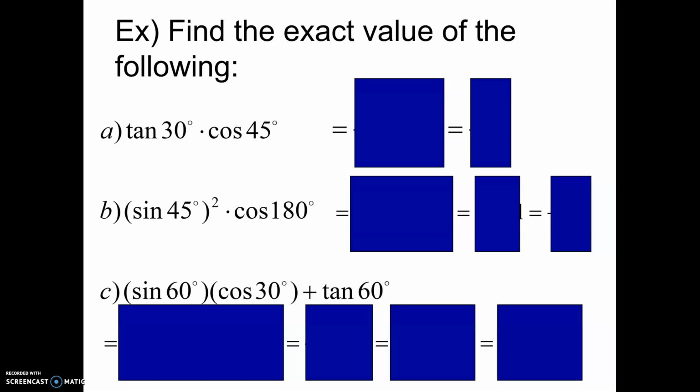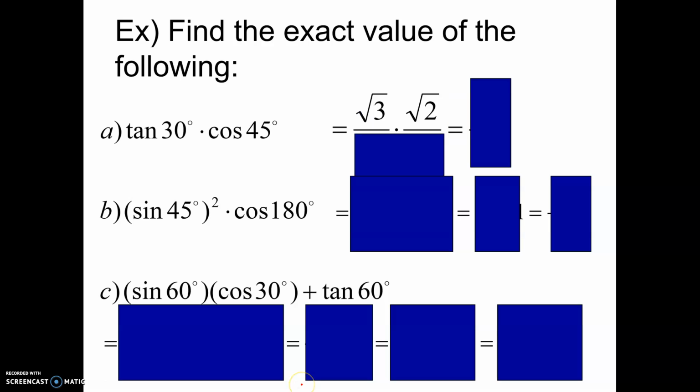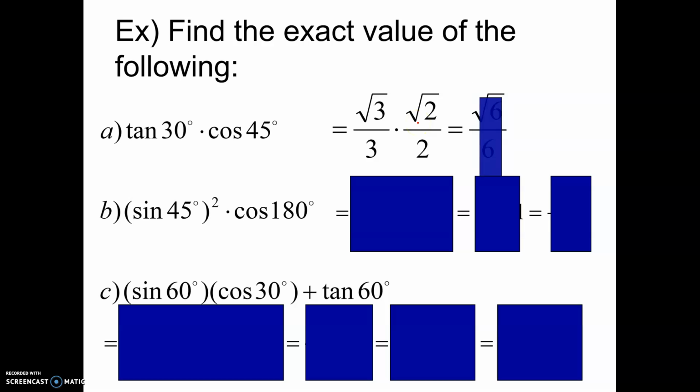So I have, find the exact values of the following: tangent 30, cosine 45. So you're going to use your table, and over time, you'll start to memorize them. All right, tangent 30 is radical 3 over 3, and cosine of 45 is radical 2 over 2. You know how to multiply. You multiply straight across. You can multiply radicals together. That's radical 6 over 6. Don't reduce, okay, because one of them is under the radical, the other one isn't.